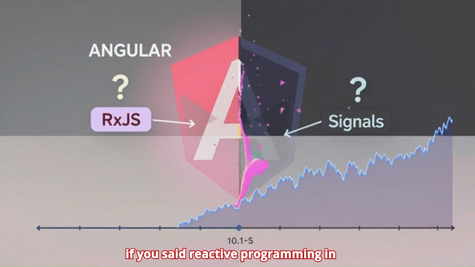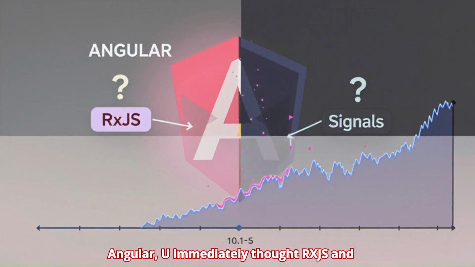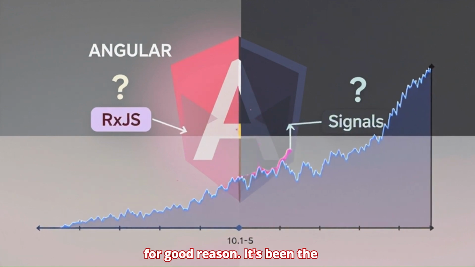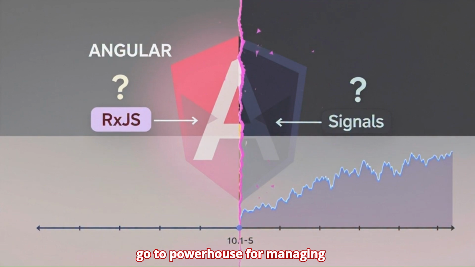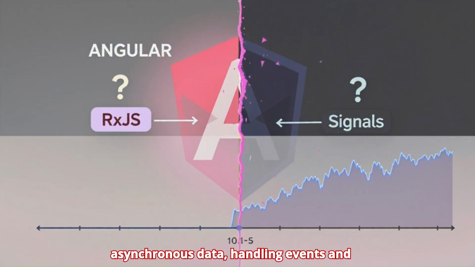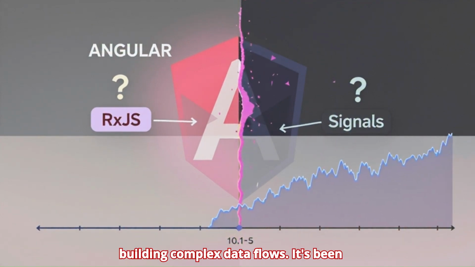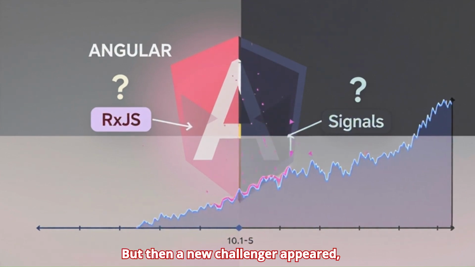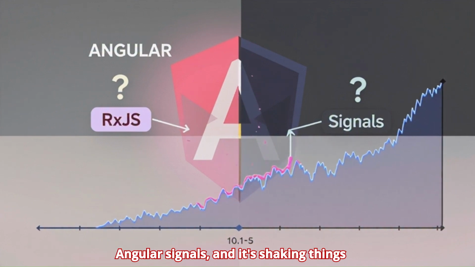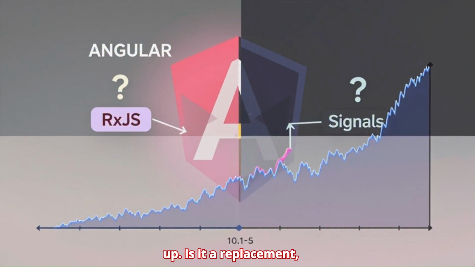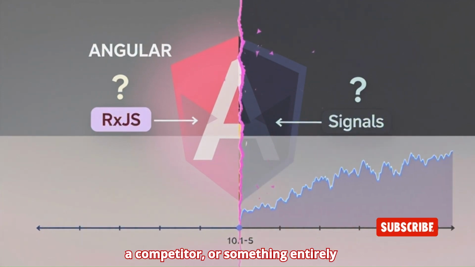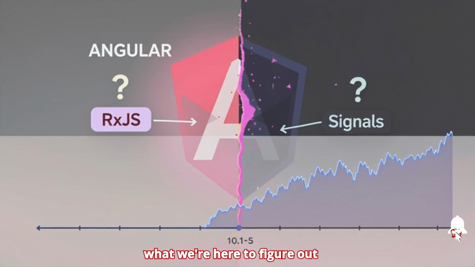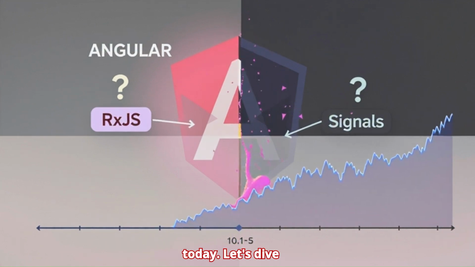So, why is Angular's reactive landscape more complex than ever? For years, if you said reactive programming in Angular, you immediately thought RxJS, and for good reason. It's been the go-to powerhouse for managing asynchronous data, handling events, and building complex data flows. It's been the king, the undisputed champion. But then, a new challenger appeared, Angular Signals, and it's shaking things up. Is it a replacement, a competitor, or something entirely different that complements RxJS? That's what we're here to figure out today.